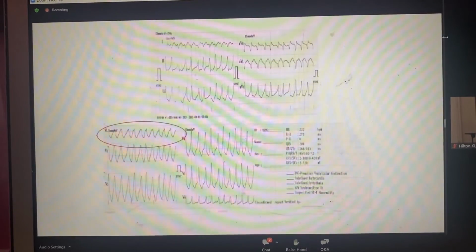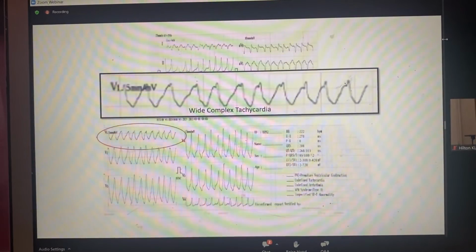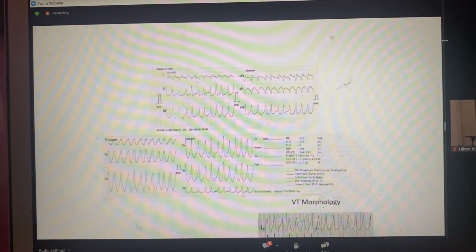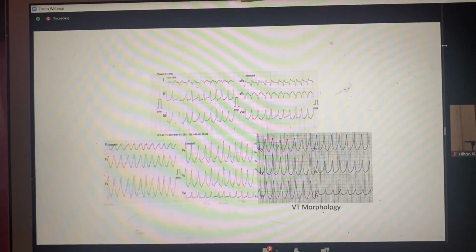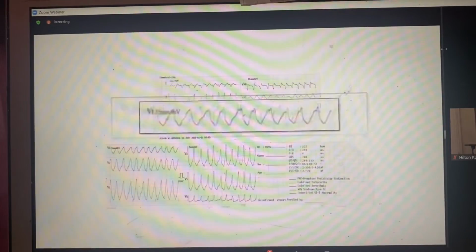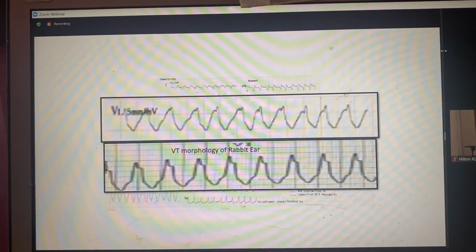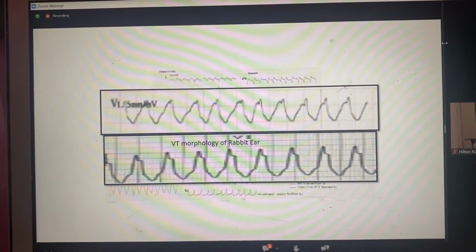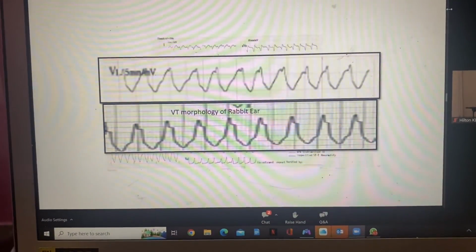Look at the ECG. It's a wide complex tachycardia, everyone agrees. But look at the VT morphology. This is a VT morphology I got from Google just for comparison. It looks more regular than our ECG, right? And look at V1. Our right rabbit ear is higher than the normal VT looking, which would be a left rabbit ear looking taller.